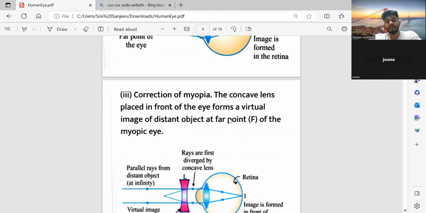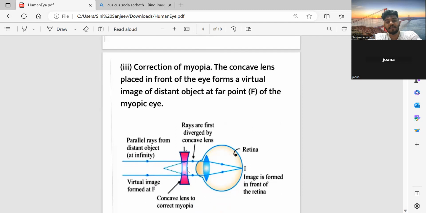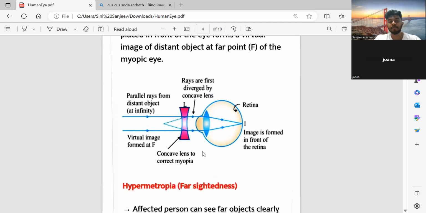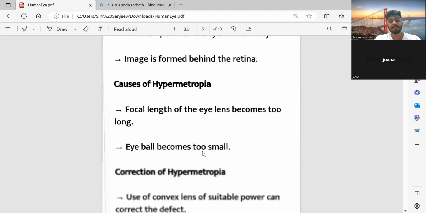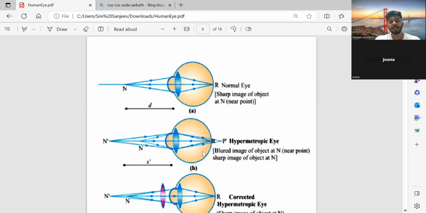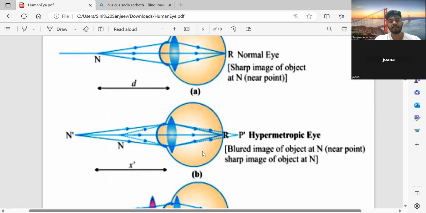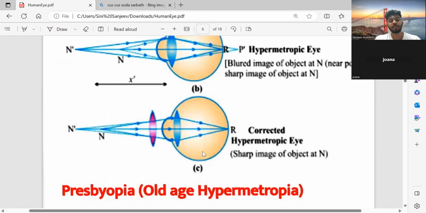So how can I correct it? By using a concave lens. So that I get the image on the retina. This they will ask: which lens, to confuse you, either concave or convex. And hypermetropia, farsightedness. You can see here, the image is away from the retina. So we will use a convex lens.